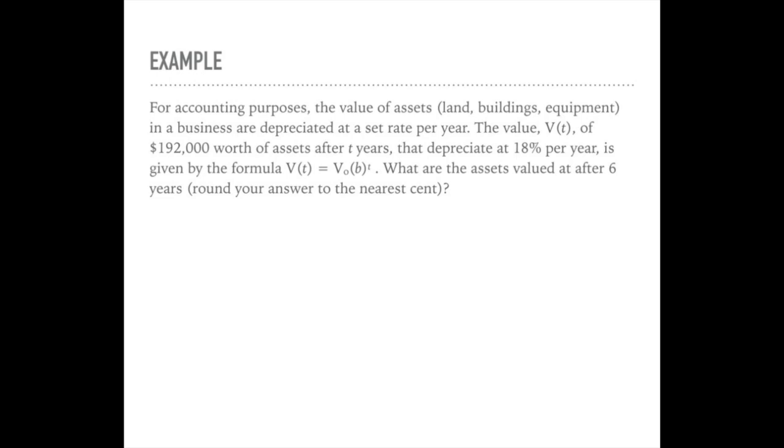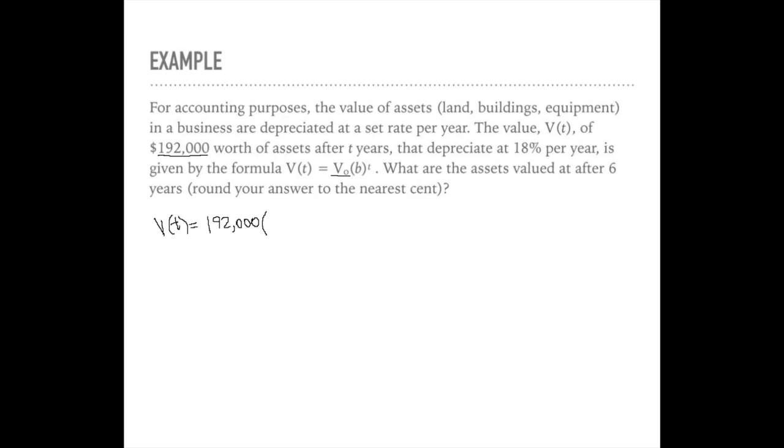So what are the assets valued at after 6 years? And then round to your nearest cent. For this one, we're given the equation V of T. My initial value of the assets is also given as $192,000. So that becomes my V sub 0.